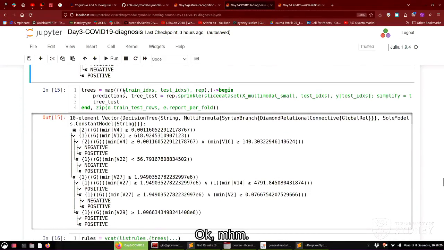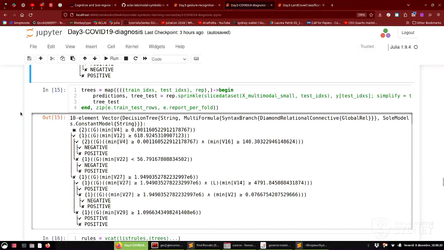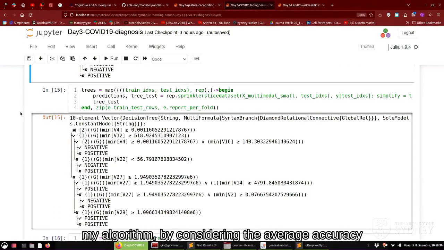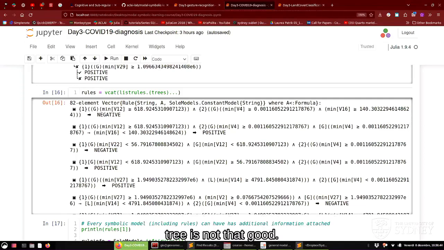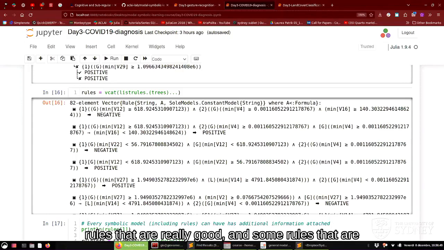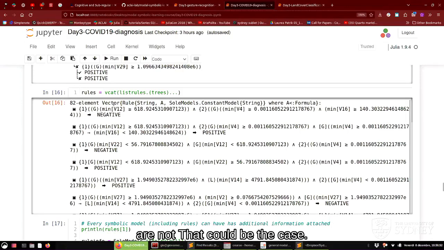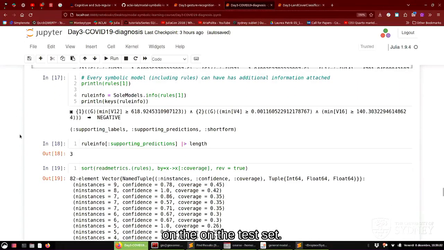Okay. So I want to evaluate, I've already evaluated my algorithm by considering the average accuracy across the folds. But I also want to look at the rules, because maybe a tree is not that good, but maybe you have some rules that are really good and some rules that are not. That could be the case. So let's look at the rules and evaluate them on the test set.